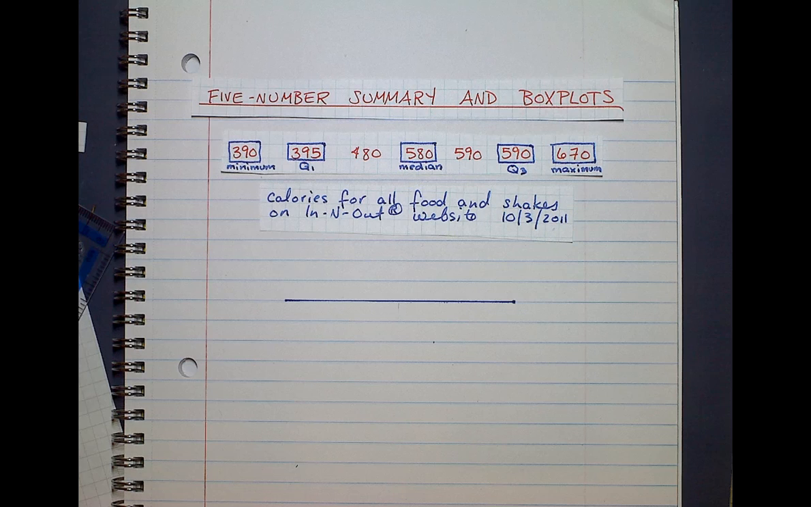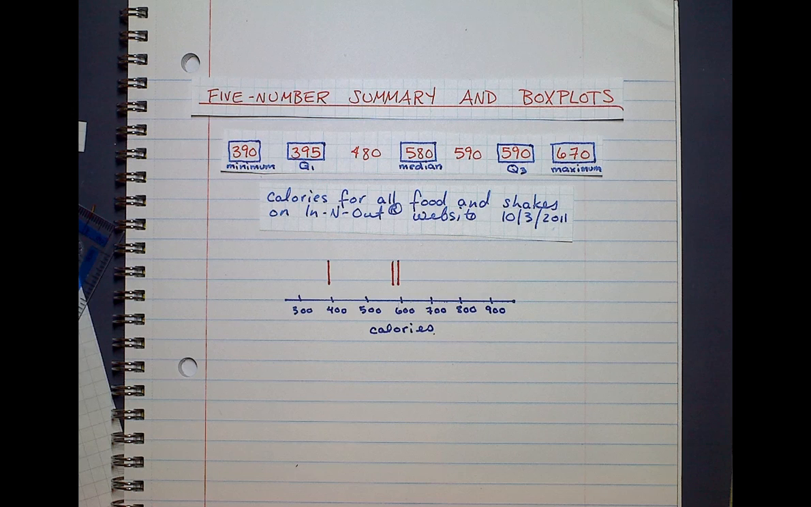So first, draw a horizontal line segment and label the axis with numbers that make sense. Here we're going from 390 to 670. Probably one a little bit too wide. Next, draw vertical line segments showing the value of Q1, which is 395, the median, which is 580, and Q3, which is 590.